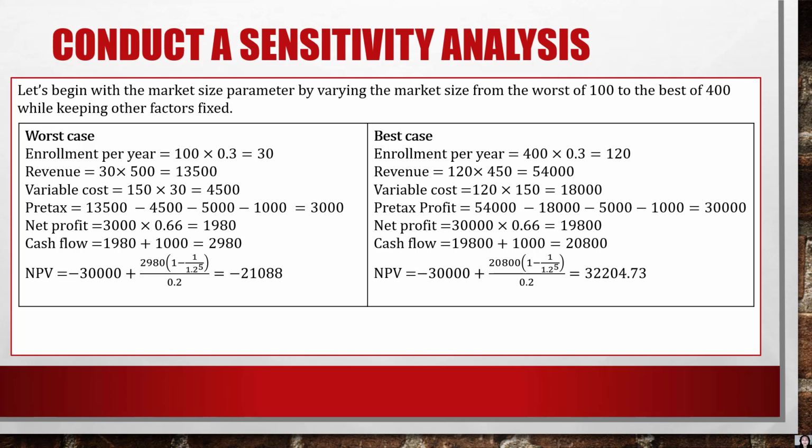Now for the best case, we replace 100 by 400 and repeat the calculation, and we figure out that the NPV for the best case is 32,204.73. So there's a huge difference, right? The worst case is negative 21,088. The best case is positive 32,204, which makes a huge difference, around 50,000, right?